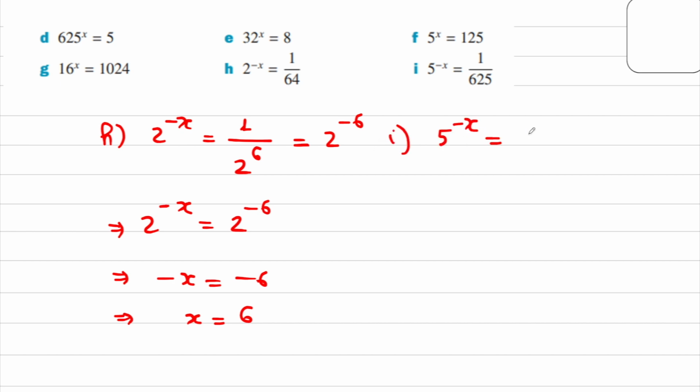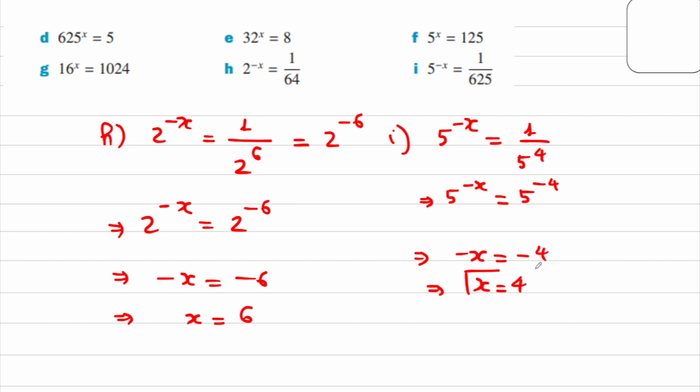The last one is the same thing. 5 to the power of negative 8 and 625. 625 means 5 to the power of 4. 1 over 5 to the power of 4 is 5 to the power of negative 4 here. And then negative h equals negative 4, h equals 4 in this one. Okay, this is I. So we finish this question.